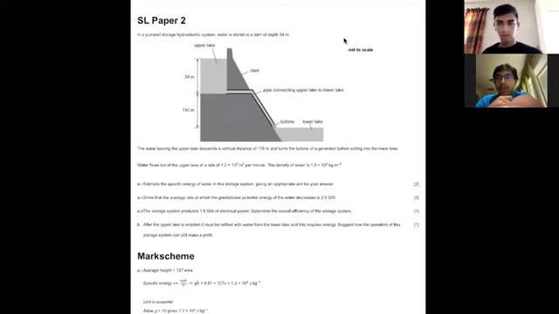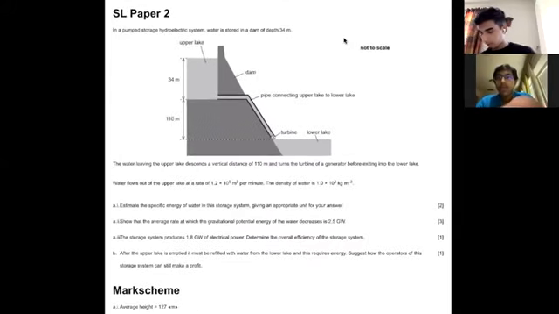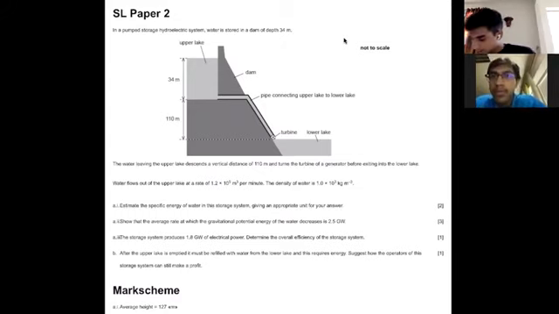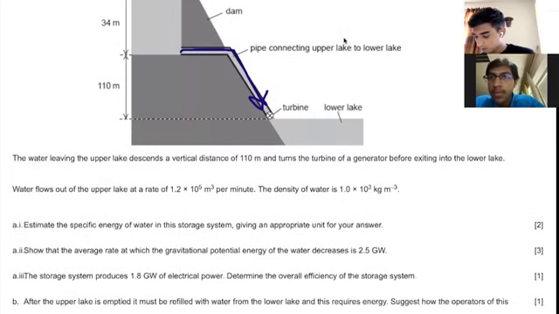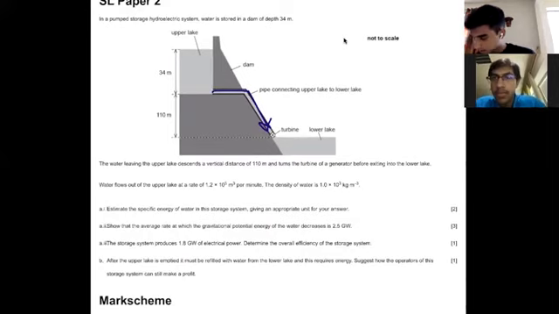Okay. All right. In a pumped storage hydroelectric system, water is stored in a dam of depth 34 meters. And then there's a pipe connecting the upper lake to the lower lake. So water flows out this way. And then water leaving the upper lake descends a vertical distance of 110 meters and then turns the turbine of the generator before exiting into the lower lake.